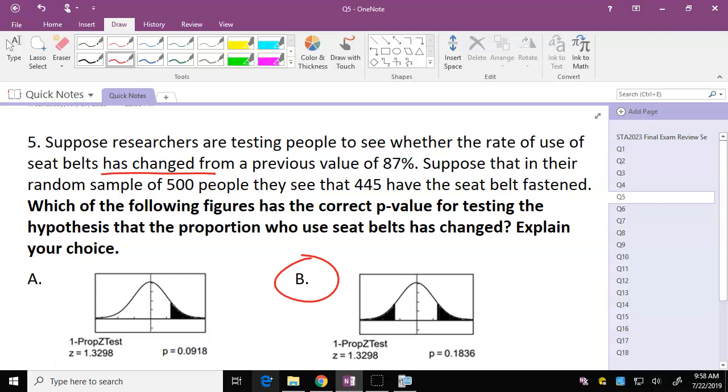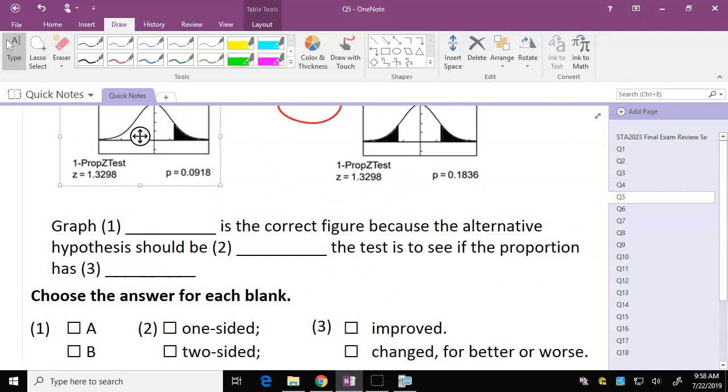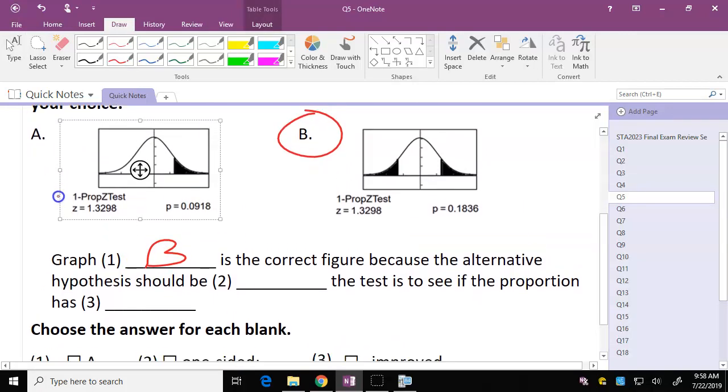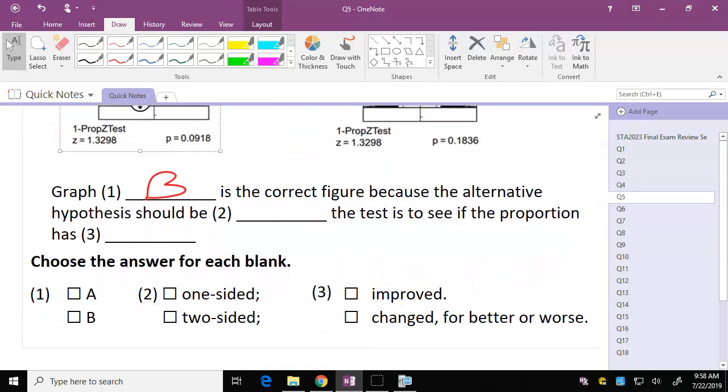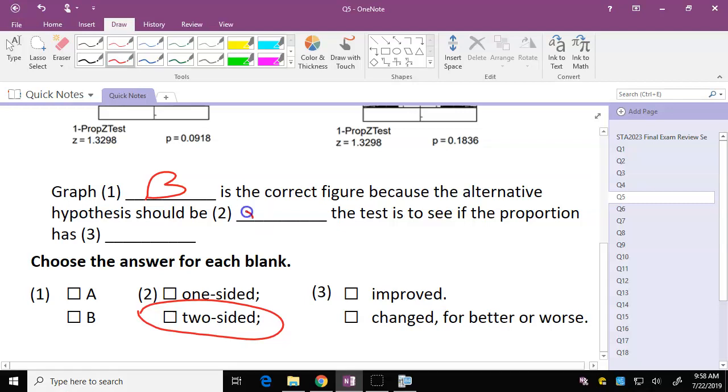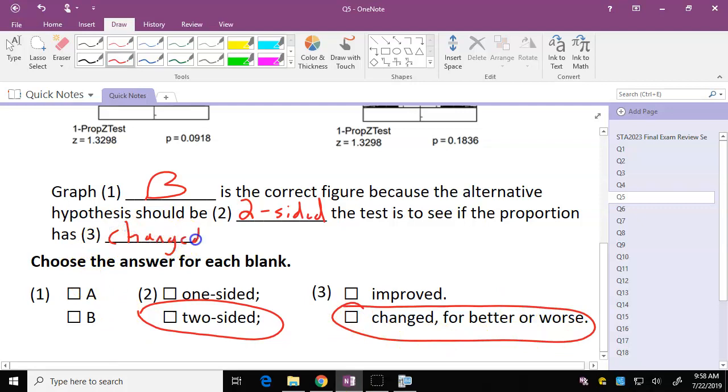Okay? So when we go down here, it says graph B is the correct figure, because we just talked about that. Because the alternative hypothesis should be one side or two side? Two side, because we just talked about that. Whenever you are not equal to, you are always two-sided. And the reason that we chose that is because it has changed. That's what we want to know. Cool? All right.